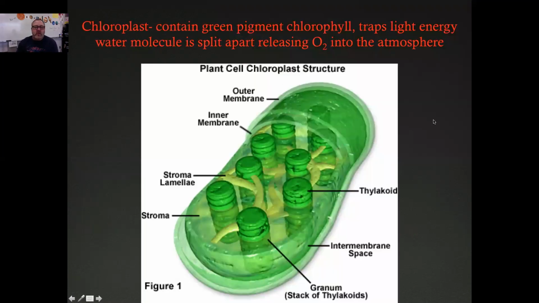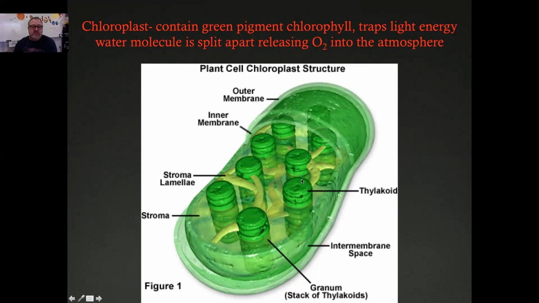The chloroplast is one of the organelles we talked about when we first started learning about cells. It's one of the organelles that plant cells have that animal cells don't have, and it has a green pigment that we call chlorophyll. Its only job is to trap light energy, and the whole organelle assists in the process of photosynthesis. Water molecules get split apart through this process, and when they split apart, oxygen molecules are released back out to the atmosphere.